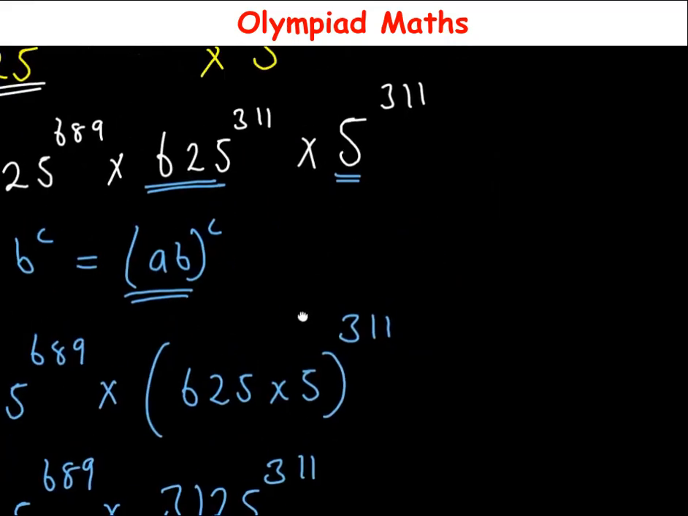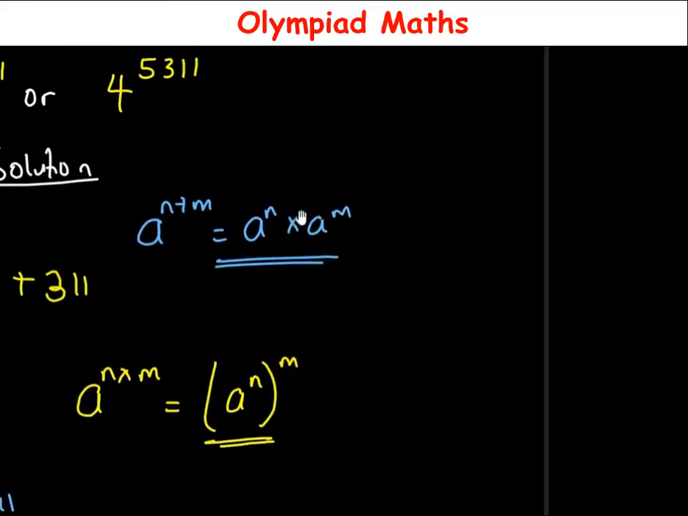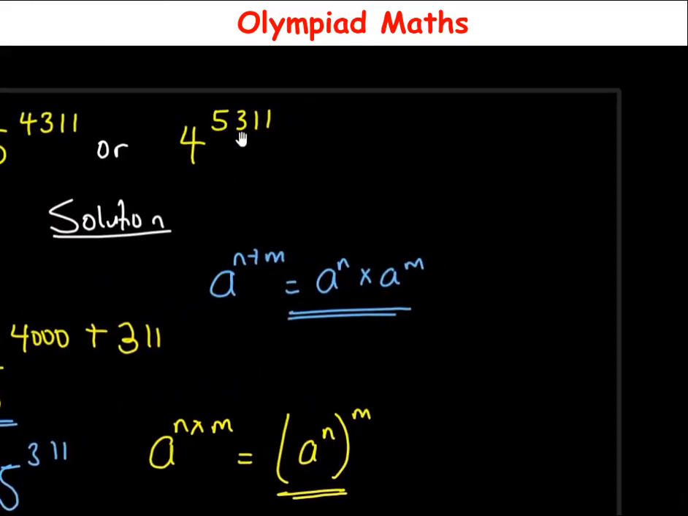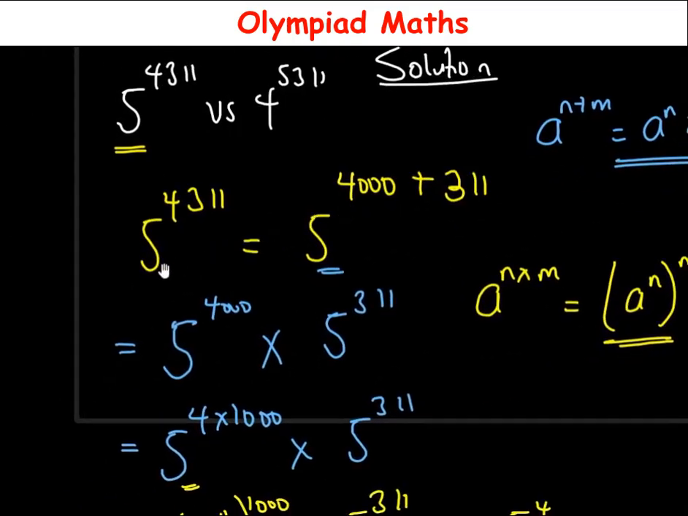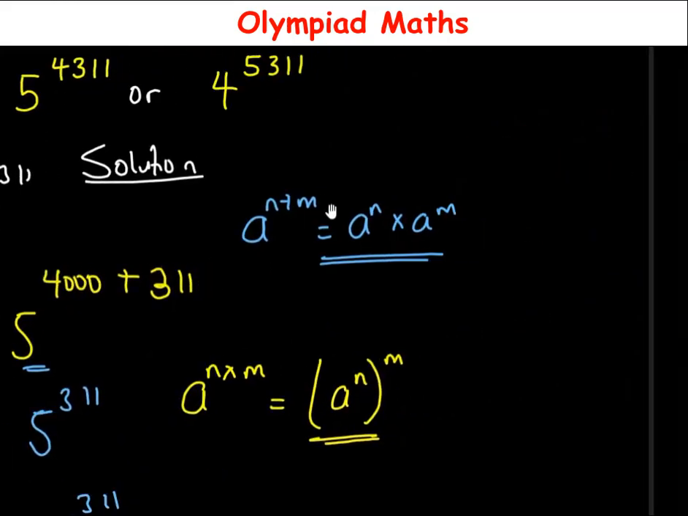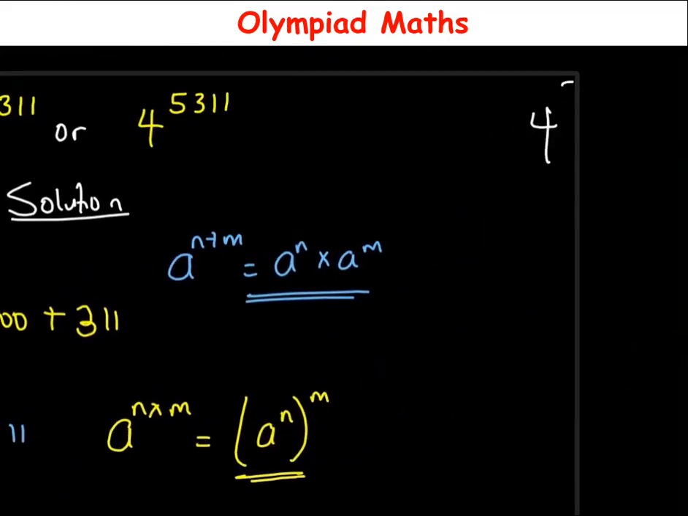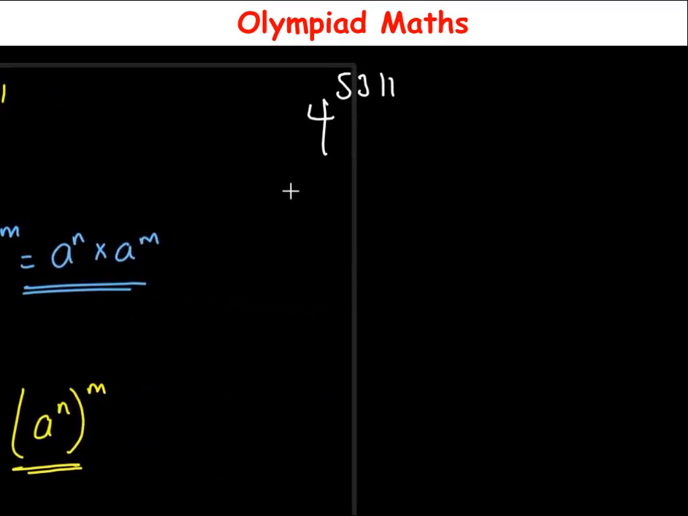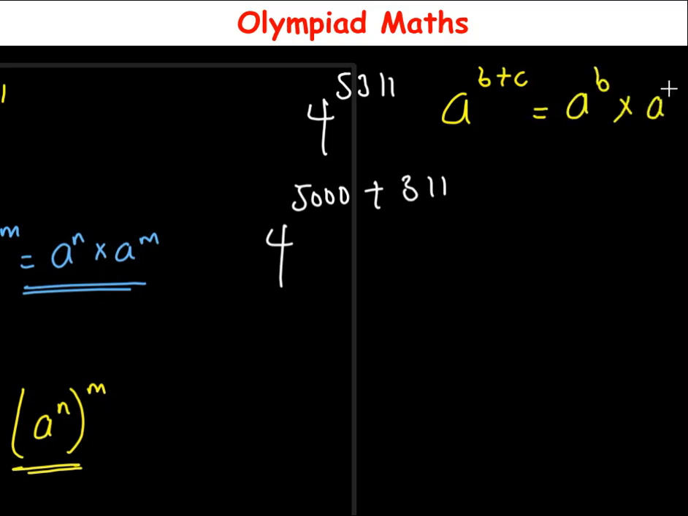So the other one is 4 raised to power 5311. We have solved for 5 raised to power 4311. So the next one is 4 raised to power 5311. Now let us simplify this. From here, we can write 4 raised to power 5311 as 4 raised to power 5000 plus 311. So we can then apply this formula that a raised to power b plus c is equal to a raised to power b times a raised to power c.